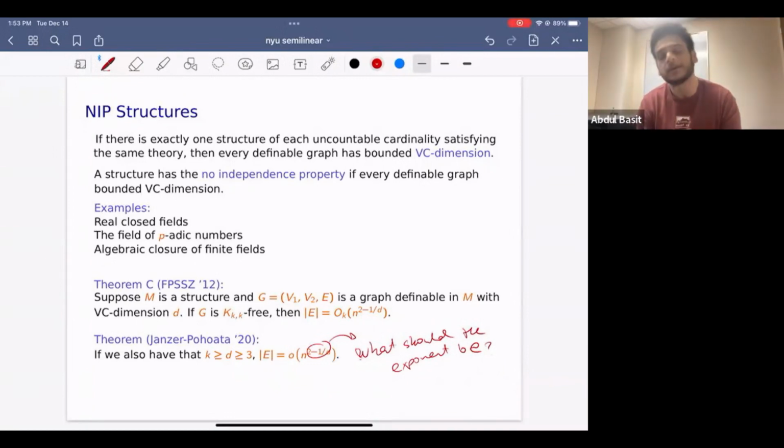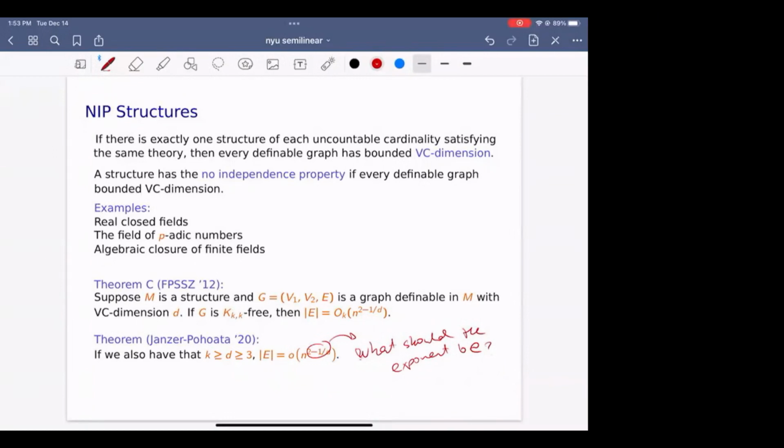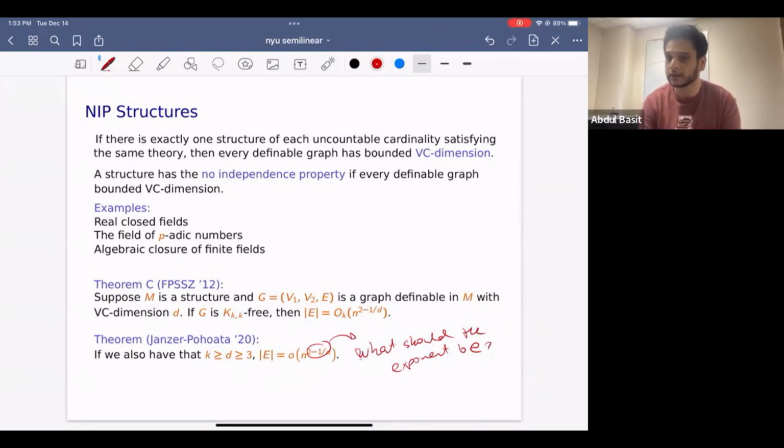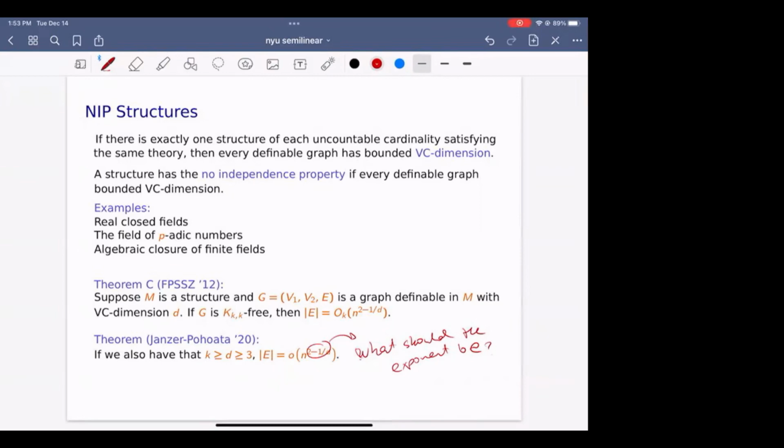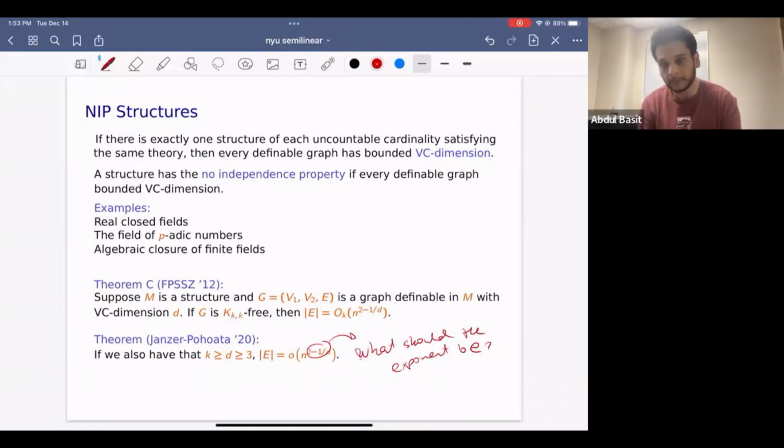One question about this theorem C. This VC dimension is related to the formula underlying the definition of the graph, right? Right. So instead of saying the graph is semi-algebraic, this graph is phi-definable, where you have a relation phi, and the VC density or dimension of this phi is d. Yeah.